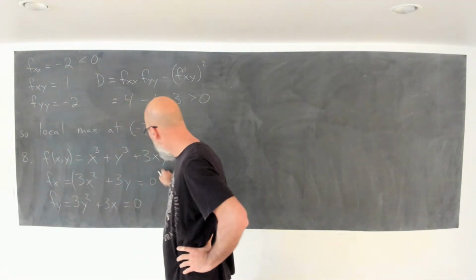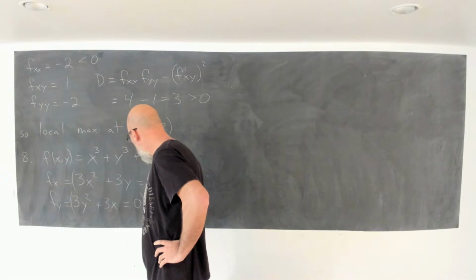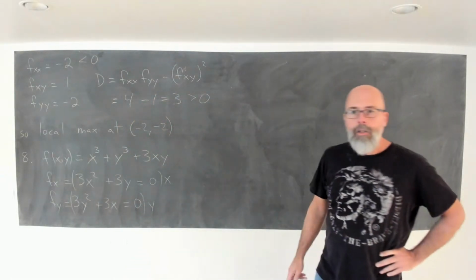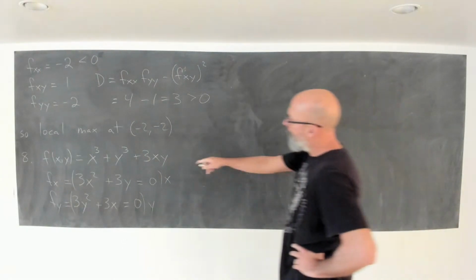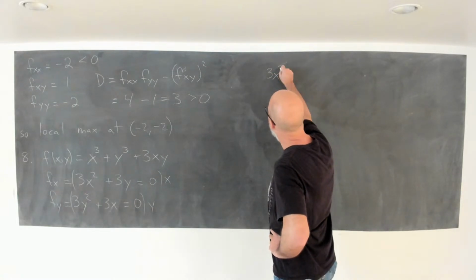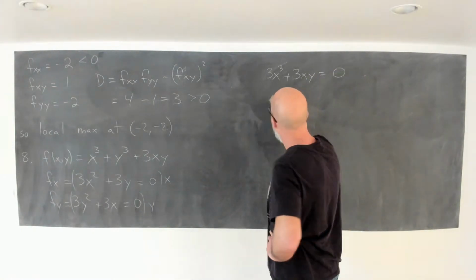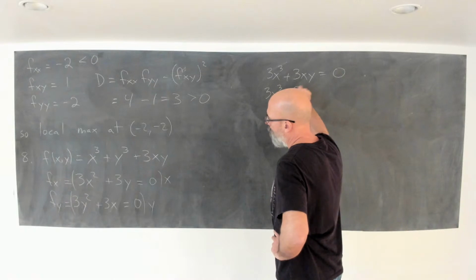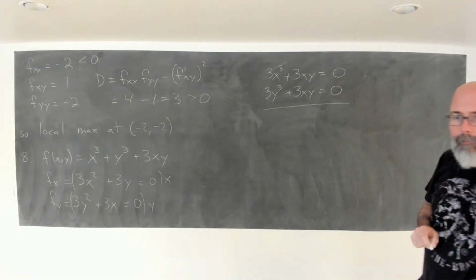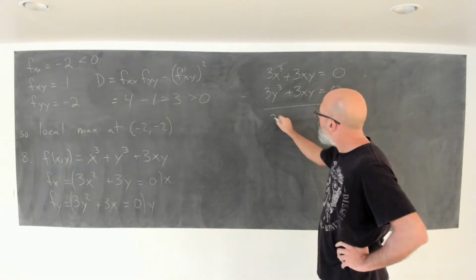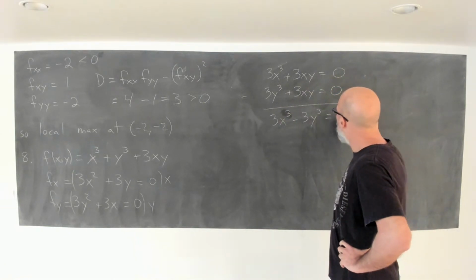Let's multiply this equation by x, and let's multiply this equation by y. See what happens. If we do that, we get 3x cubed plus 3xy is equal to 0. And the other one, 3y cubed plus 3xy is equal to 0. So if you subtract the two, we get 3x cubed minus 3y cubed is equal to 0.